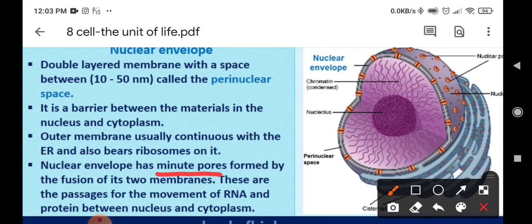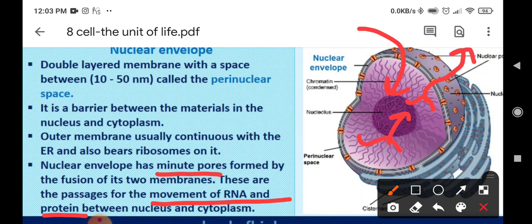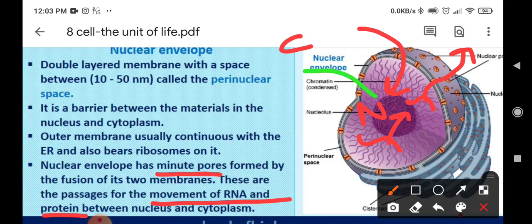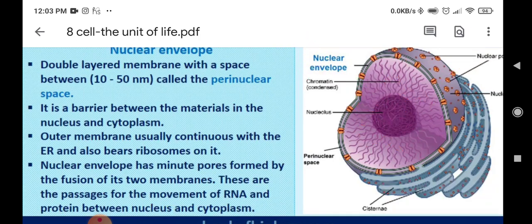Now these nuclear pores are responsible for the movement of RNA and protein between the nucleus and cytoplasm. So if some proteins are required, they will move in. Or if RNA, you know that DNA forms RNA, and this RNA then moves out through these pores. So these small pores form the channels or passages for the movement of RNA and protein between the nucleus as well as the cytoplasm. So the nuclear pore is very important.